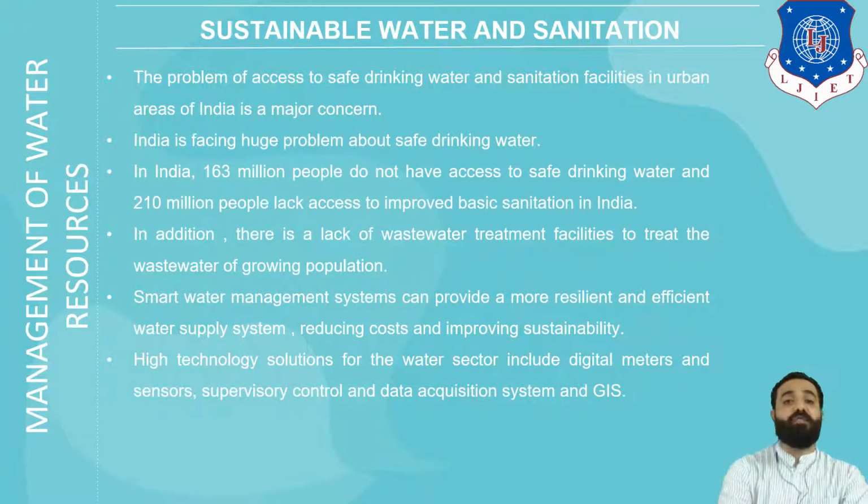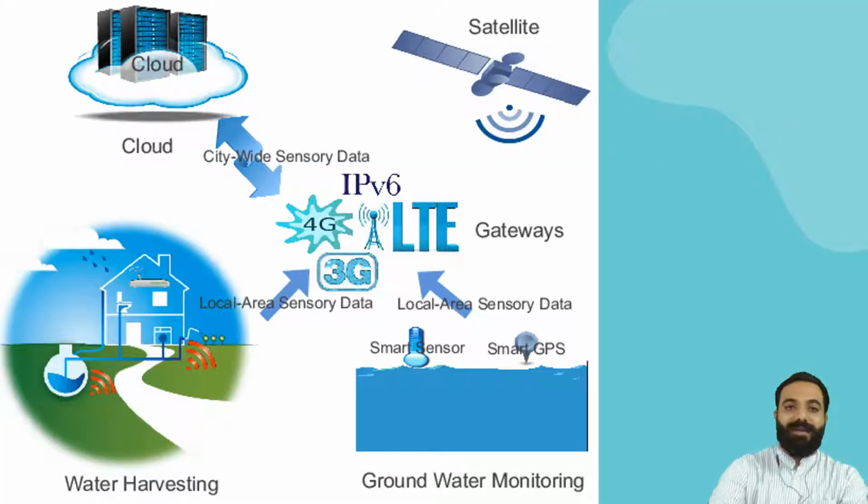In addition, there is a lack of wastewater treatment facilities to treat the wastewater of a growing population. Smart water management can provide a more resilient and efficient water supply system through software called SCADA, reducing cost and improving sustainability. High technology solutions for the water sector include digital meters like smart watering systems, different types of sensors, then SCADA and GIS, which are used for sustainability of water supply. There are different types of technologies used, which we already discussed.